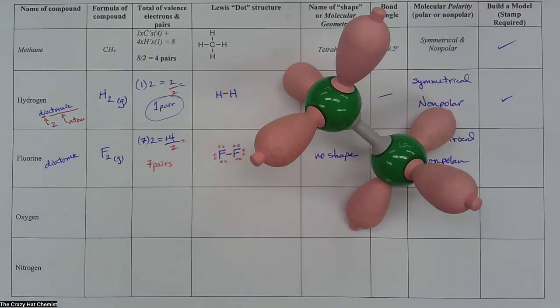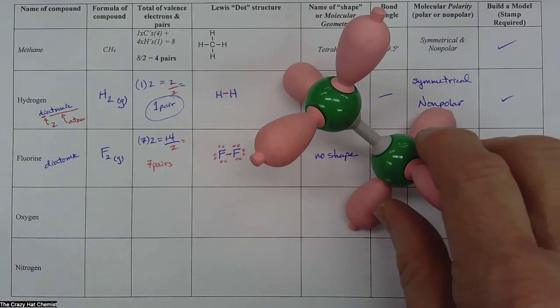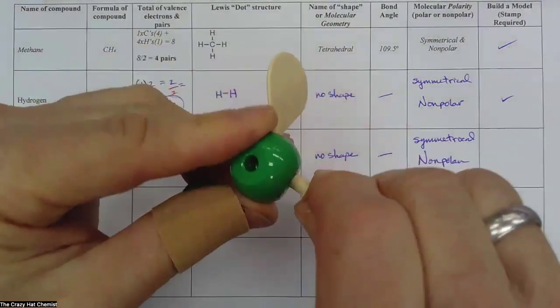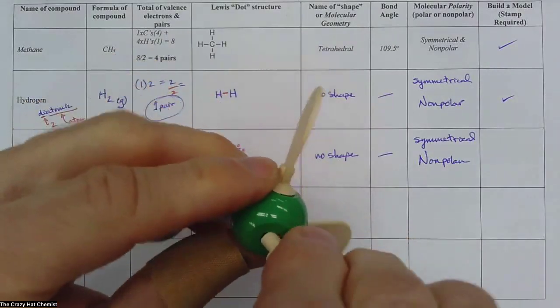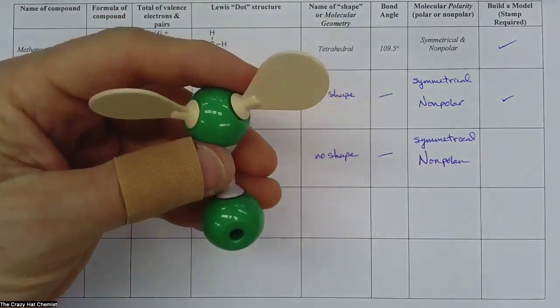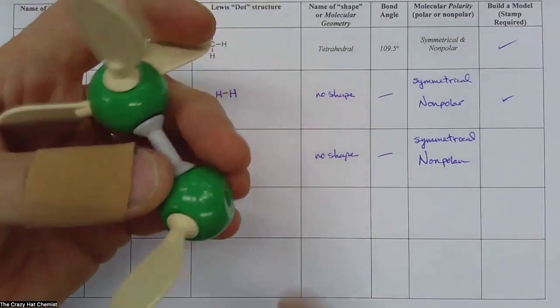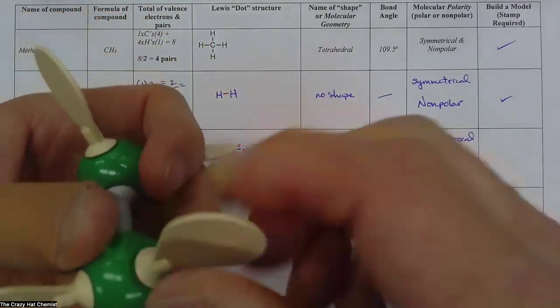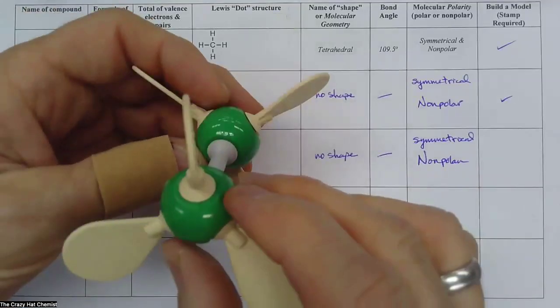Now, depending on the model kit which you have, you might not have these cute little pink things here, of which I have. You might have something else. So let me show you something else that you might have. And then these would work as lone pairs. So these little paddles that we have are viewed as lone pairs as well. Okay, and so I'll just put these on here, and this will just give you another representation of this molecule.